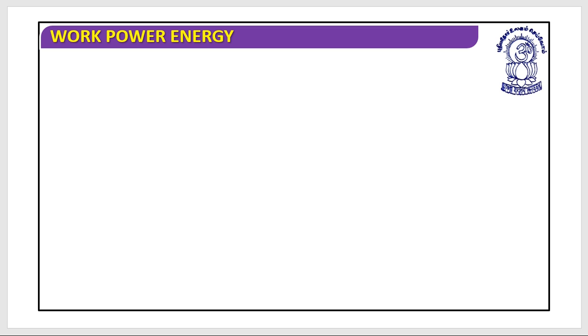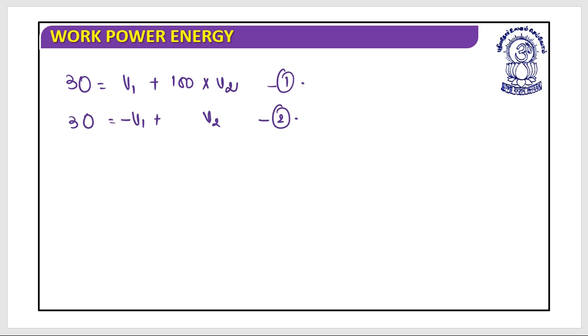The first relation was 30 is equal to v1 plus 100 into v2, and the second relation was 30 is equal to minus v1 plus v2. This was the second relation.